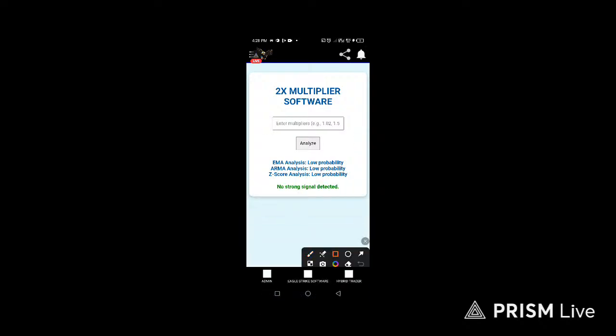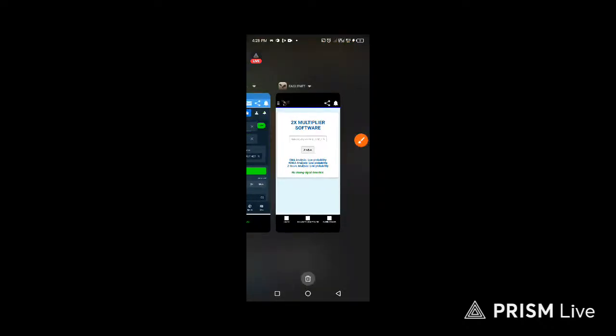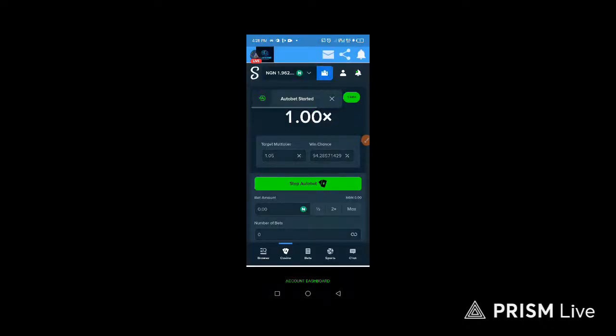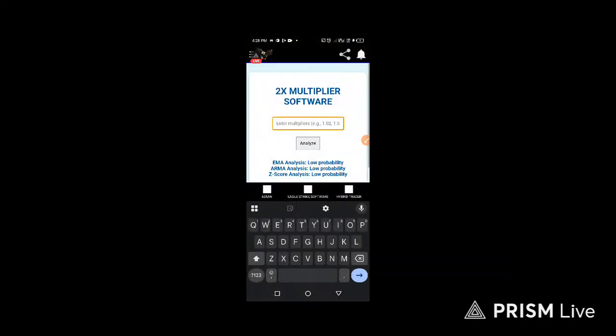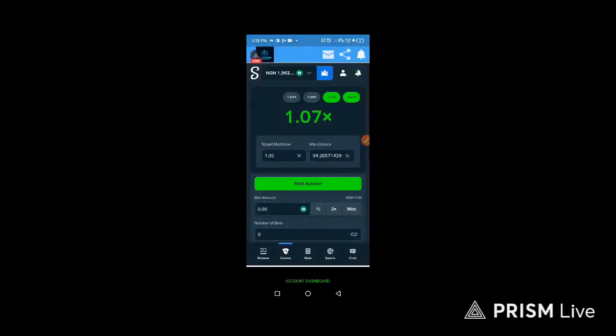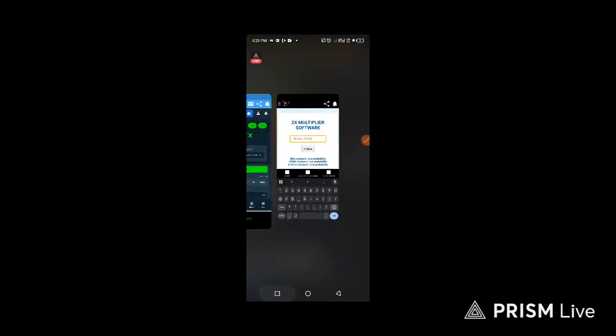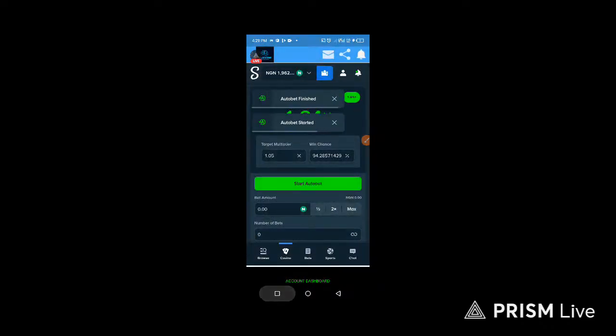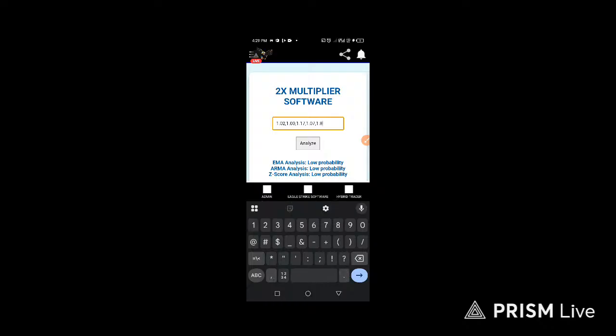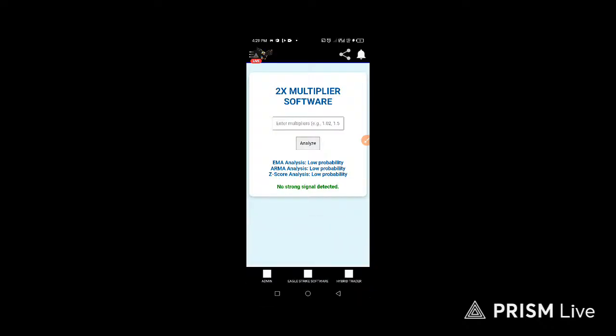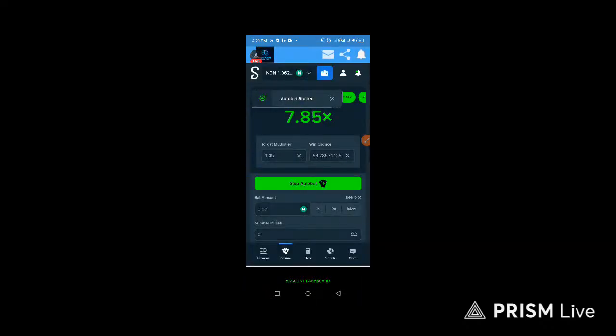Alright, so it says that there is no strong signal detected, so we are going to scrap that signal and continue. Alright, so let's enter from this. Alright, so no strong signal detected again, so you have to scrap all of those signals and wait for a stronger one.